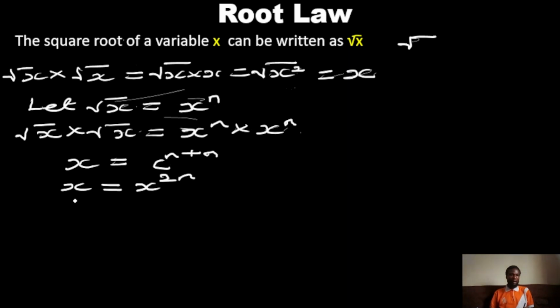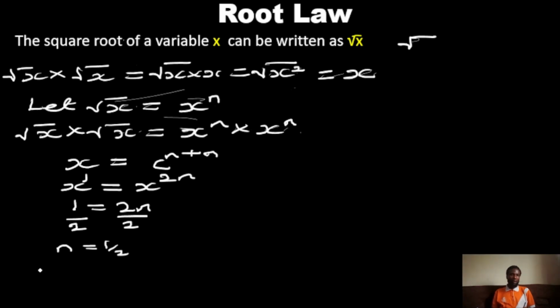Now this is an example of an exponential equation. When you have an exponential equation, which we shall be discussing later, and you have the same base, you can simply equate the power. The power of x here is 1, so the powers are equal. So we have 1 equals what? 2n. To get the value of n, we divide both sides by 2. If you divide both sides by 2, then n equals what? Half.